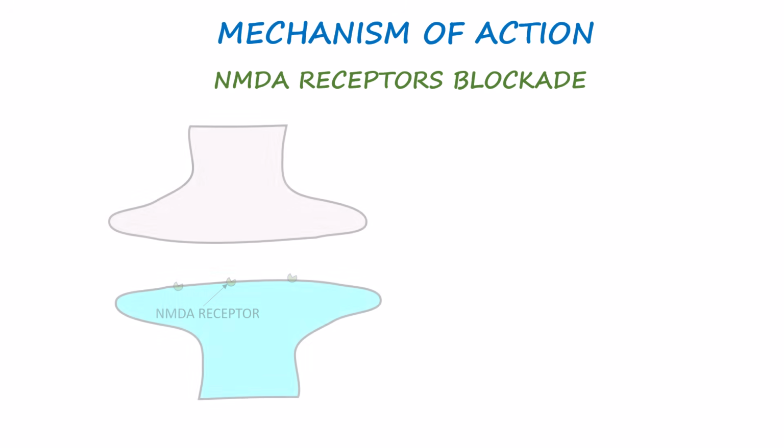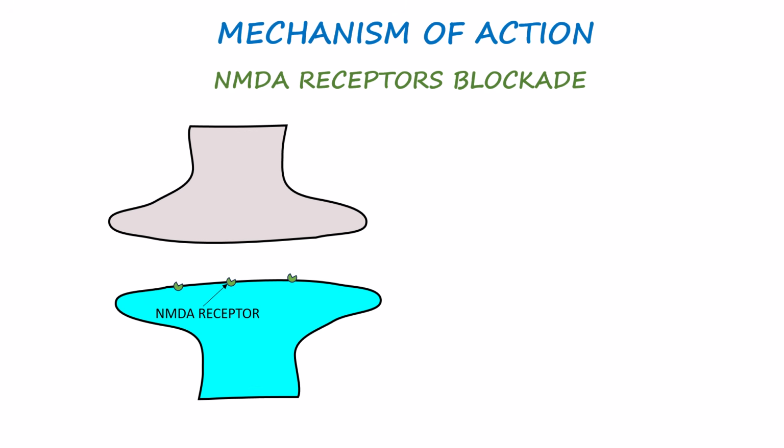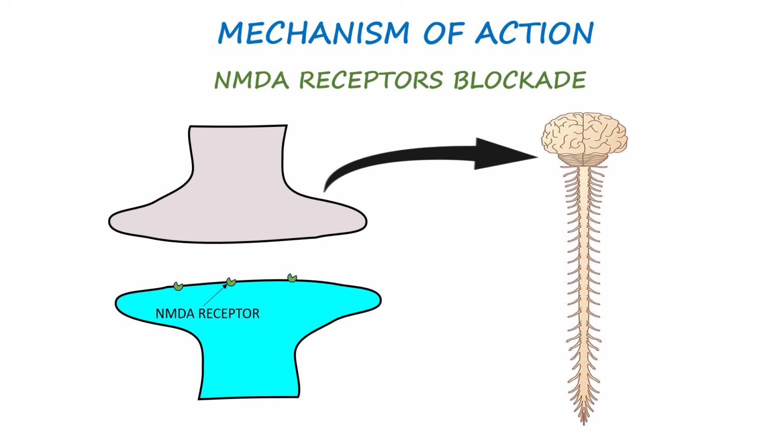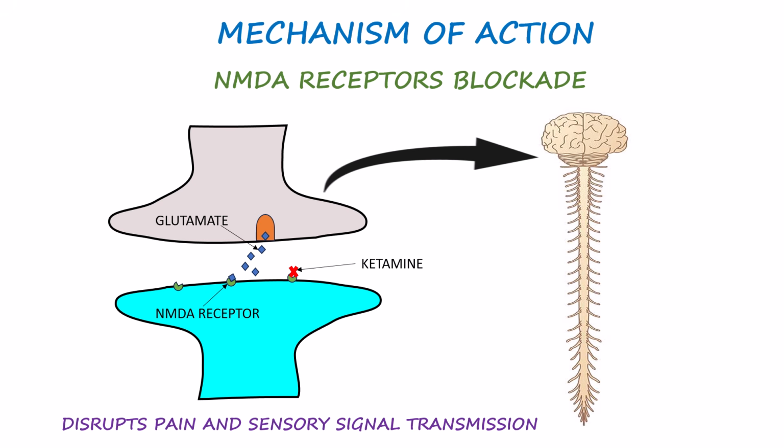Ketamine works by blocking NMDA receptors, which are found in many parts of the brain and spinal cord. These receptors are normally activated by excitatory neurotransmitters such as glutamate. When ketamine blocks these receptors, it stops the transmission of pain and other sensory signals. This is what gives ketamine its anesthetic, amnestic, and analgesic effects.